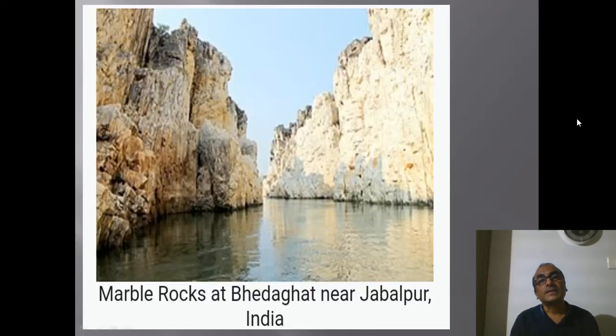Now this slide shows you a huge structure in the river, which is nothing but the marble rock at Bheraghat near Jabalpur in India. So this is a resource of marble stone.